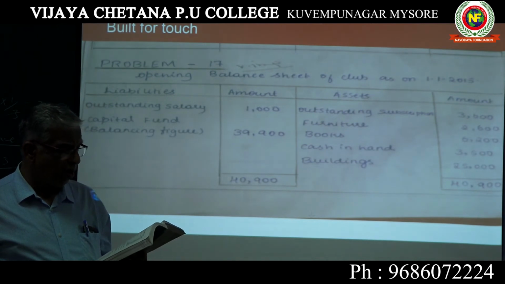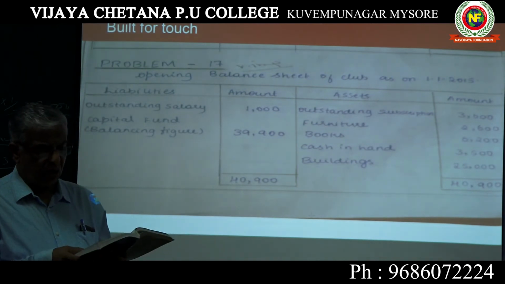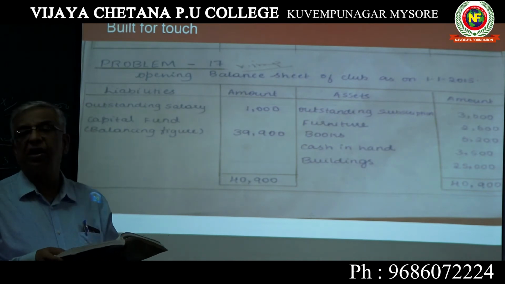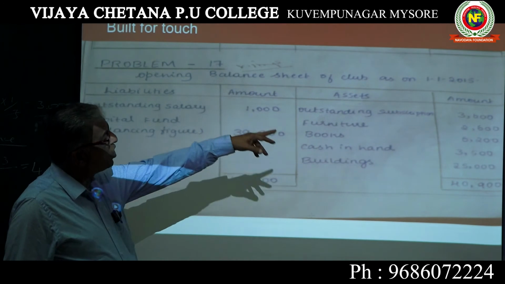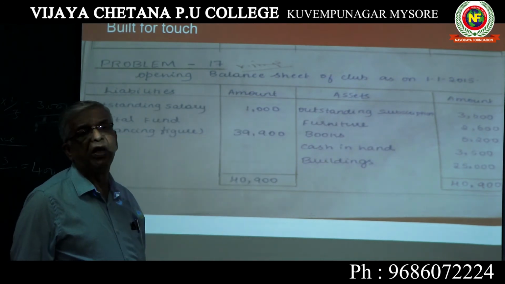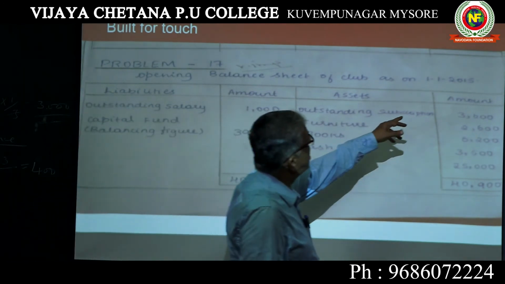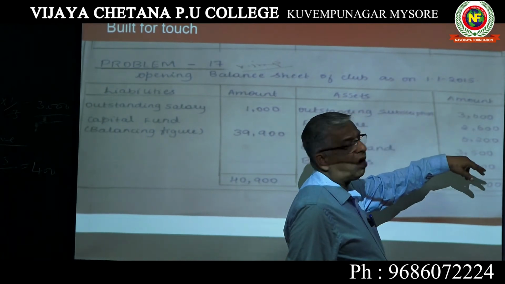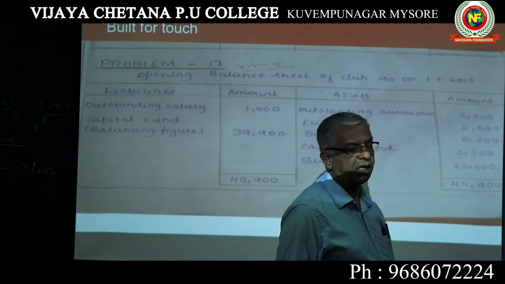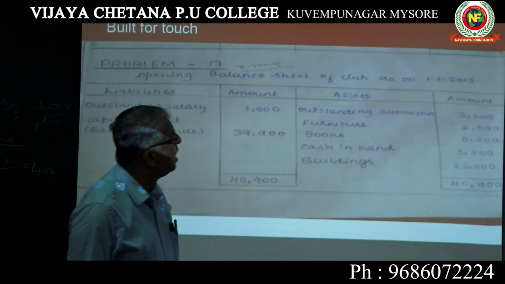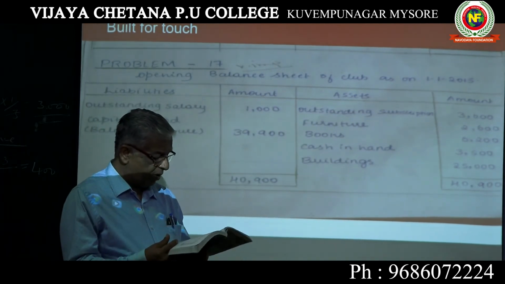Subscriptions outstanding on December 31st, 2012 were rupees 3,600. So this is for the year 2014 or 1/1/2015. We may write it here as 1/1/2015 or 31st December 2014, whatever may be the case. It makes no difference. So in the adjustment here is given.